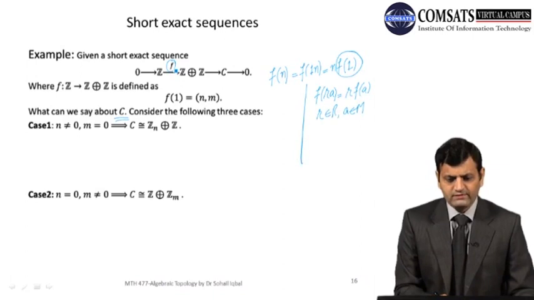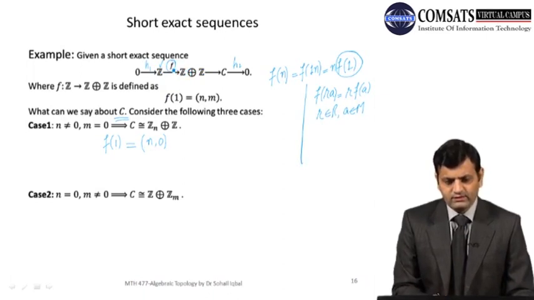So what is the image of f in this case? So n is non-zero and m is 0. Since this is a short exact sequence, let's say this map is h1 and this map is h2. The image of h1 is 0, which must be equal to the kernel of f. So only 0 of this Z goes to 0 of Z plus Z, which is true in this case, of course.